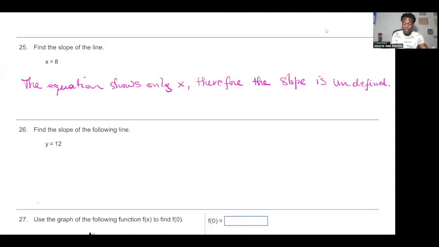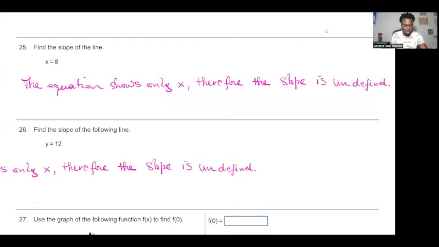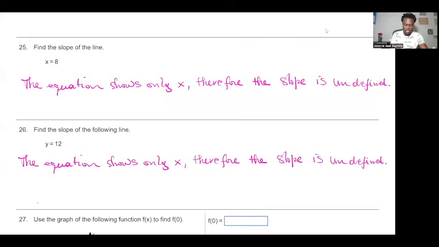And then for the next problem, you will say something similar, because I'm seeing only y. The equation shows only y, and it's a similar question. It says find the slope of the following line, y equals 12. The equation only shows the y variable. Therefore, the slope is 0. So if it's only y, the slope is 0, and if it's only x, the slope is undefined.